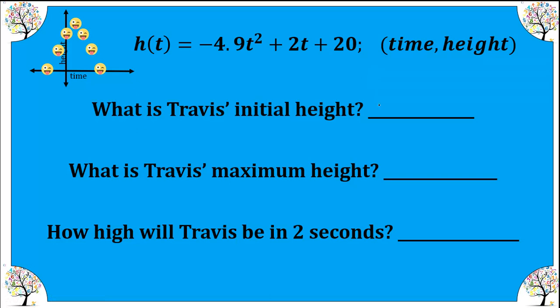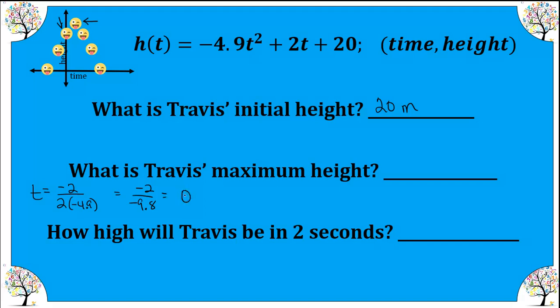Travis's initial height is 20 meters. So he starts at 20 meters here. The maximum height is going to be the output whenever we find how many seconds it takes to reach this height. So first of all, let's find how many seconds it takes to reach that maximum height. So negative b over 2 times a. And this is going to be a very quick amount of time. So we have negative 2 divided by negative 9.8.